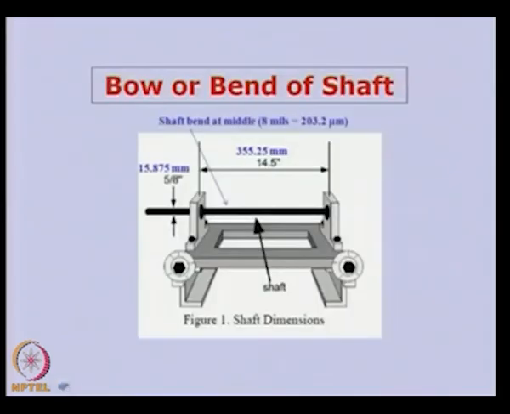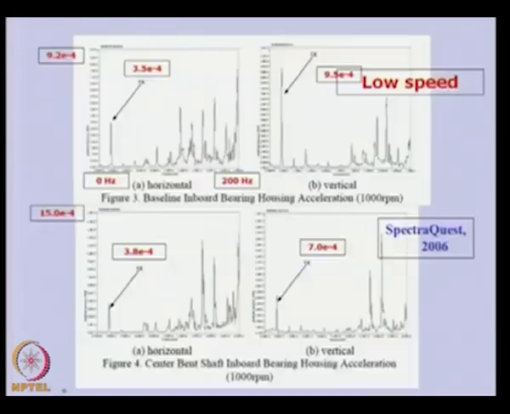So, this is a typical test rig in which the bearing blocks are there and there is a shaft, and we are able to introduce a bow in this particular shaft. That means we can introduce a permanent bend, and rotate this shaft with a motor, and then measure the vibrations at some location on the shaft. These vibrations have been measured at the bearing block through an accelerometer.